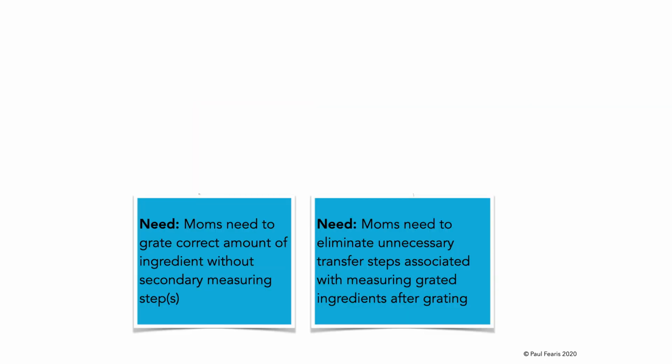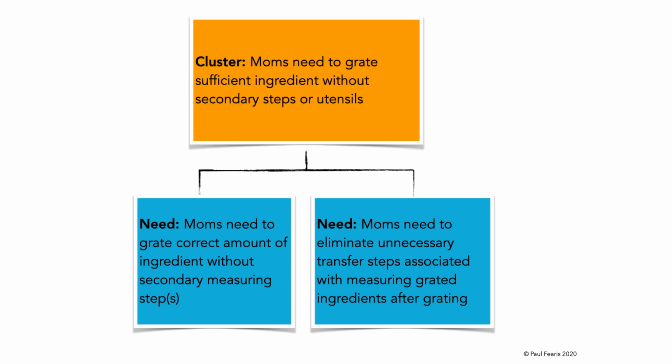Here we see from our previous observations, mums need to grate the correct amount of an ingredient without secondary measuring steps. That was a need we extracted from the mind map. We also extracted mums need to eliminate unnecessary transfer steps associated with measuring grated ingredients after grating. Those two are clearly very, very similar, a slightly different take on the same problem. So we could write a cluster statement or a broader statement that captures them both. Mums need to grate sufficient ingredient without secondary steps or utensils.